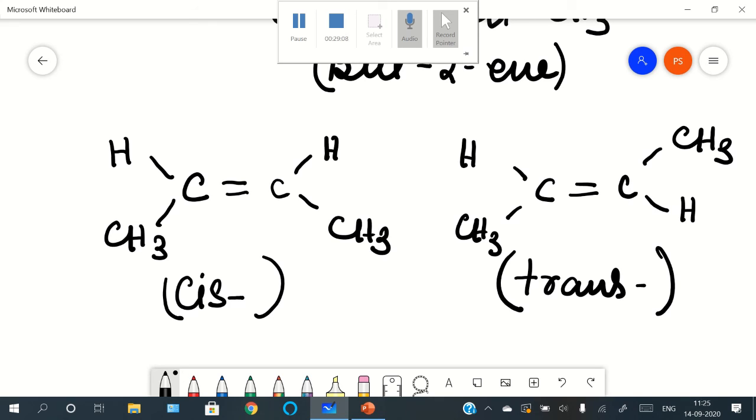Like in cis-butene, the cis-butene is a bit unstable compared to the trans-butene due to the steric hindrance present between the bulky methyl groups situated on the same side. Whereas in the trans-butene, as the bulky methyl groups are situated on the opposite sides of each other, the steric hindrance cannot be observed in such amount, resulting in a comparatively more stable structure than that of the cis-butene.